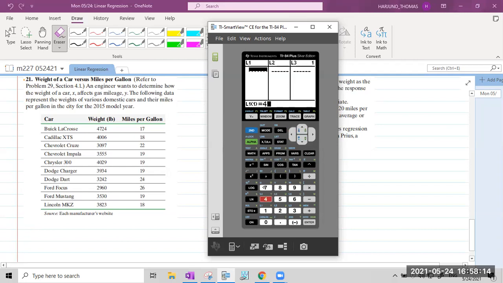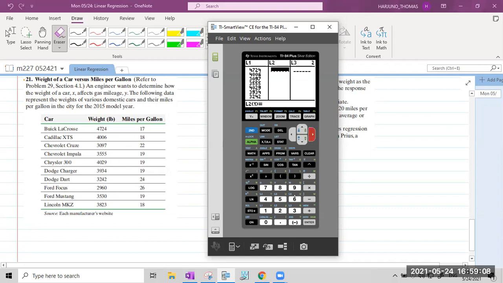In list one, 4724. That's the first one. And then 4006, 3097, 3555, 4029, 3934, 3242, ... Is that how many data? 1, 2, 3, 4, 5, 6, 7, 8, 9, 10. Okay, so I have 10 data.